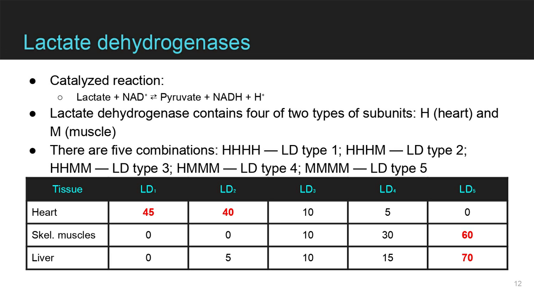So we can distinguish. The main idea again: if we know that the main source of lactate dehydrogenase in blood is the heart, and we find high activity of this enzyme, we can conclude that the heart is damaged. Lactate dehydrogenase type 5, in the last column, is more expressed in skeletal muscle and liver. So again, we can estimate the activity of this enzyme in blood, and we can conclude that skeletal muscles or liver were damaged.